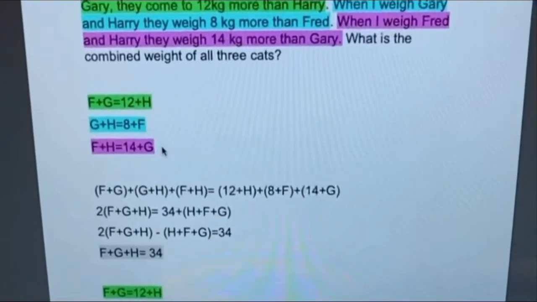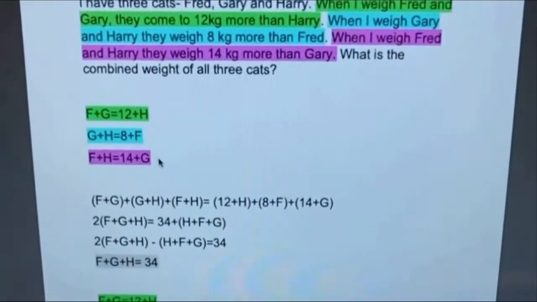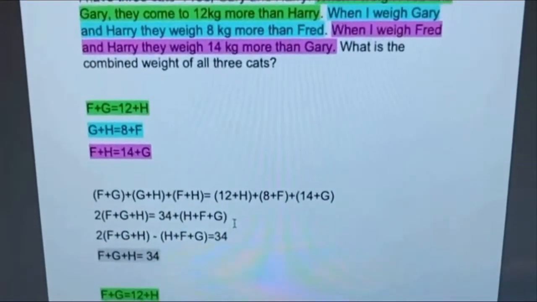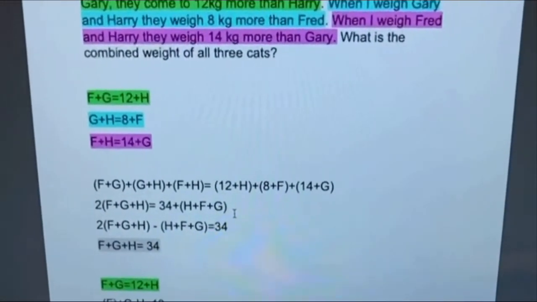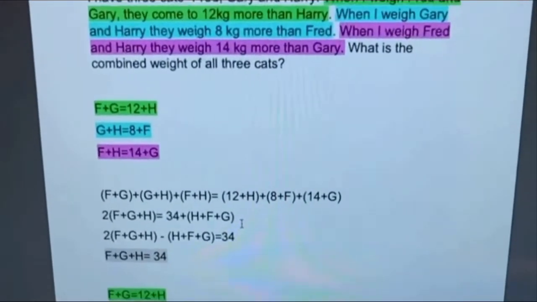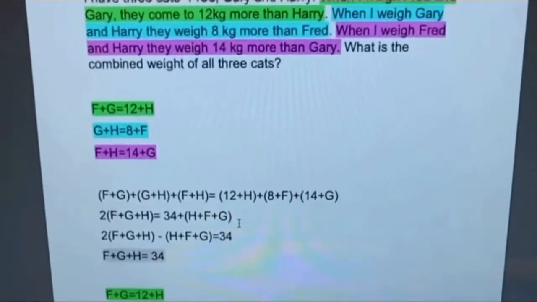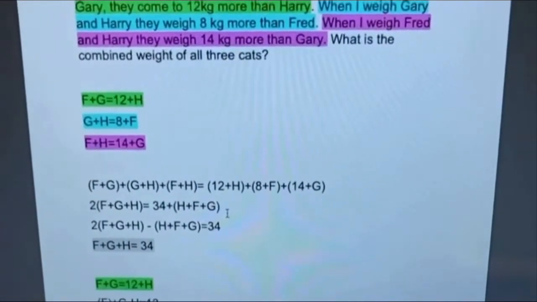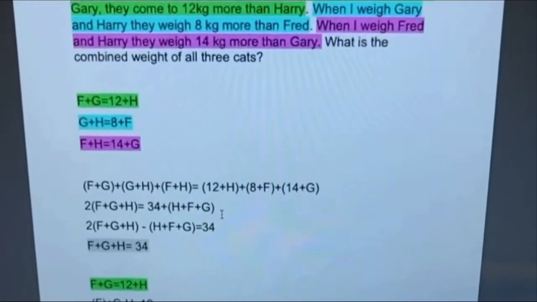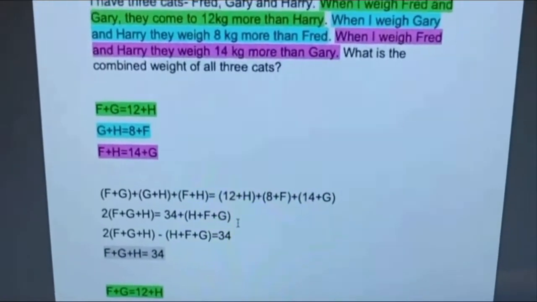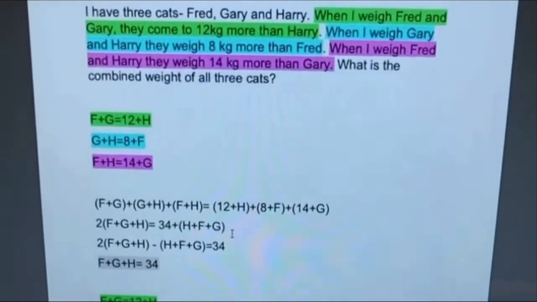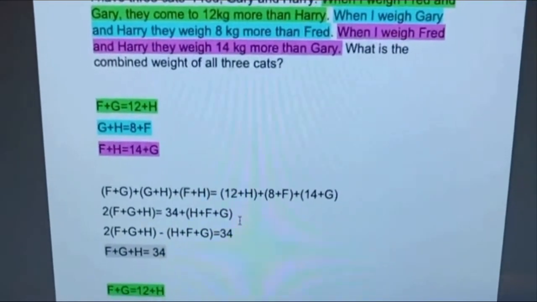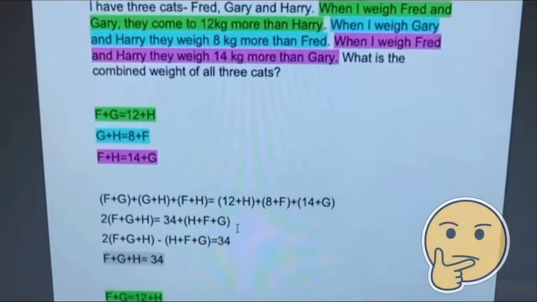So I've added all three equations together, and now on the second step, here on the second line, we note that we have 2 F's, 2 G's and 2 H's on the left hand side. So I write 2 brackets F plus G plus H. So that's a combined weight of all three cats times 2 equals, when I add all the numbers together, which is 12 plus 8 plus 14, I get 34. So that's equal to 34 plus all the letters, which are repeating only once. So that's the combined weight of all three cats, H plus F plus G.